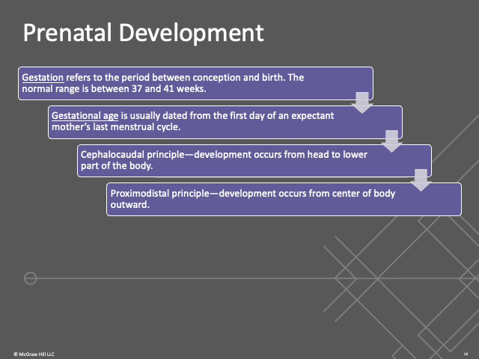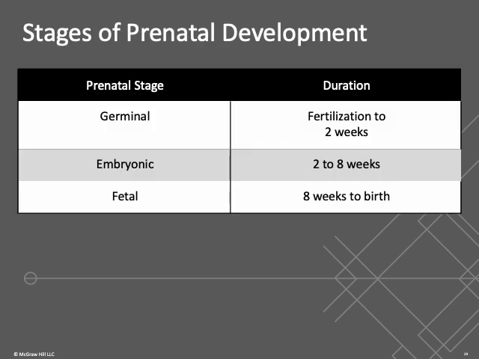Cephalocaudal principle is the development that occurs from head to lower part of the body. Proximodistal principle is the development that occurs from the center of the body outward. There are 3 stages of prenatal development: germinal, embryonic, and fetal.